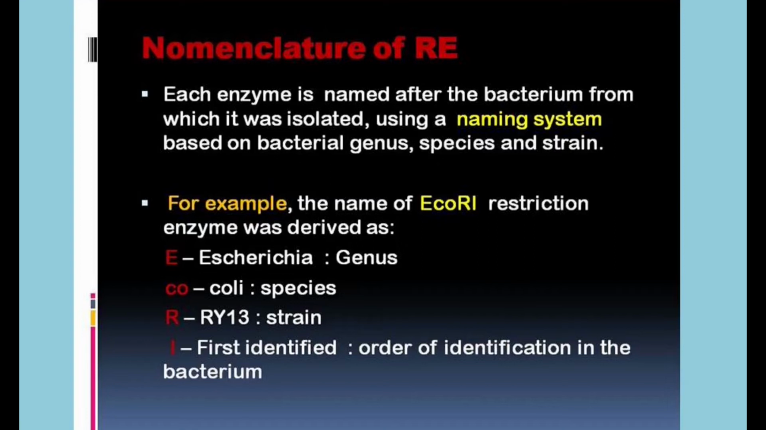The first term, that is the capital E, comes from Escherichia, that is the genus. The second term, co, stands for coli, it is the species. And the third term, capital R, stands for RY13, it is the strain. And the fourth is 1. Here it shows the order of identification in the bacterium.